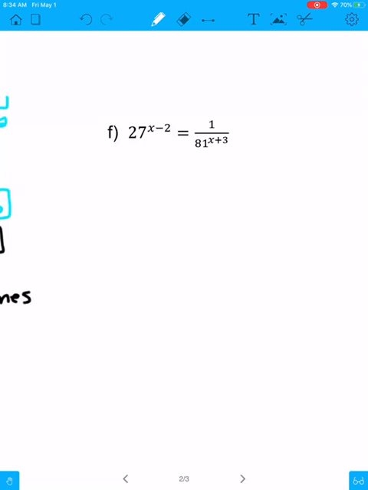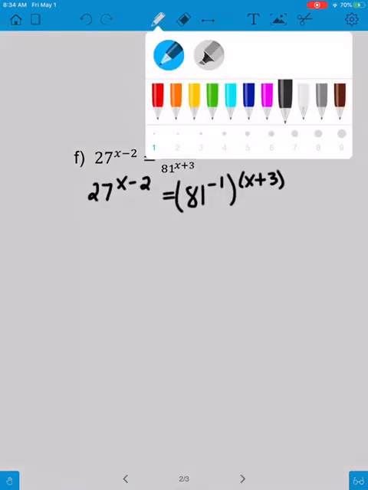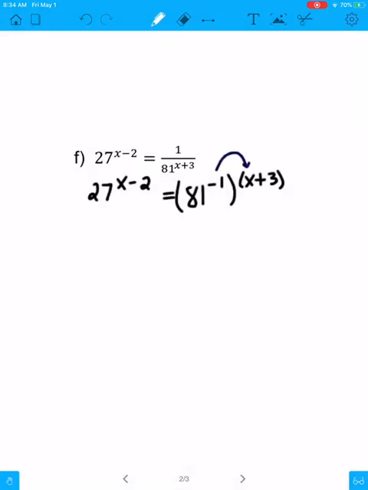Once again, we have a fraction. So I'm going to bring that 81 up. It's always my first step when I see one side's a fraction. So I'm going to go 27 to the x minus 2, and then 81 to the negative 1. That's how I bring it up. But I still have my exponent, which I'm going to put in brackets so I don't forget to distribute. I'm going to get 27 to the x minus 2 equals 81 to the negative x minus 3.